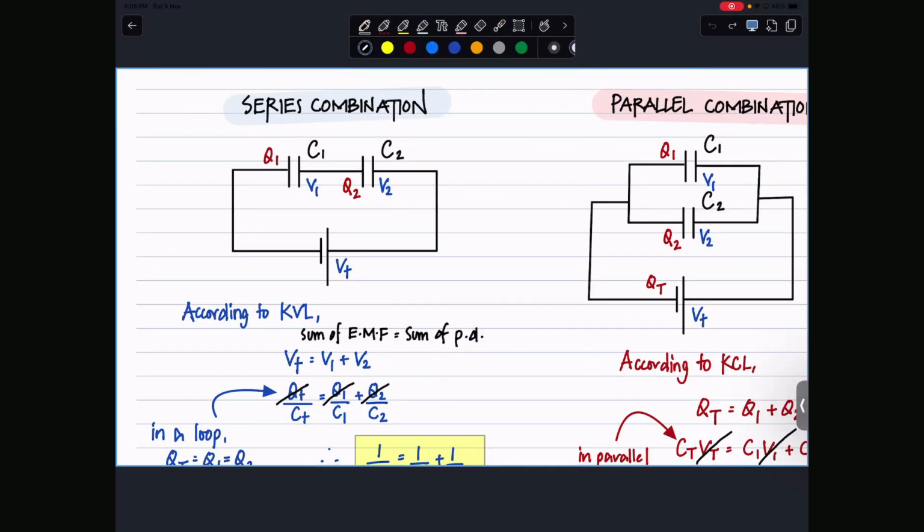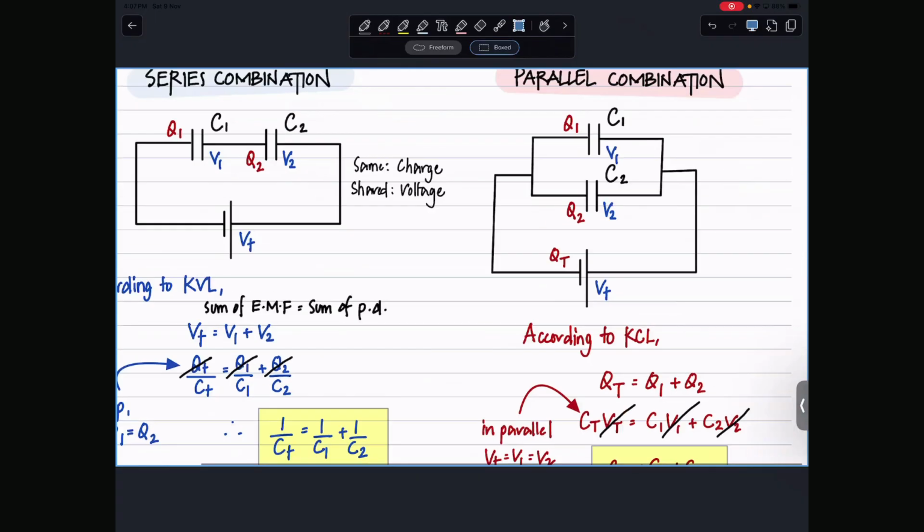You tell me, what is the same for a series combination of capacitors? What's the same in the capacitors? Charge, okay? So the charge stored is the same. And what's shared? Voltage, okay? So voltage is shared. This is the thing that you need to keep in mind. Just in case you forget, you can use this to figure out what's happening.